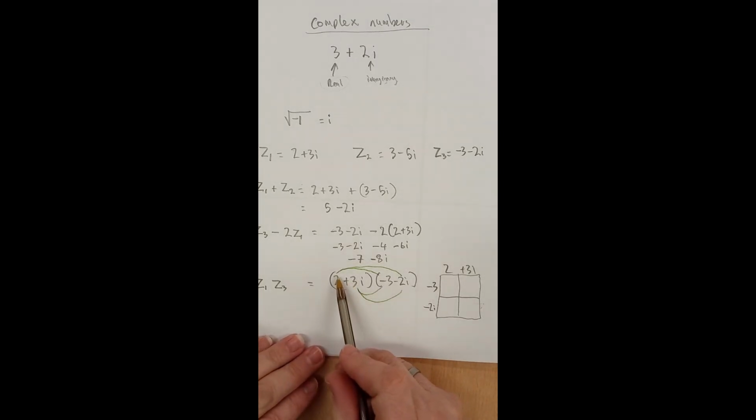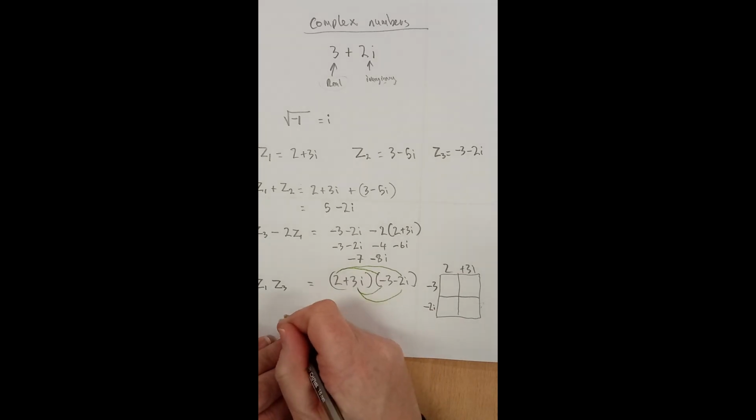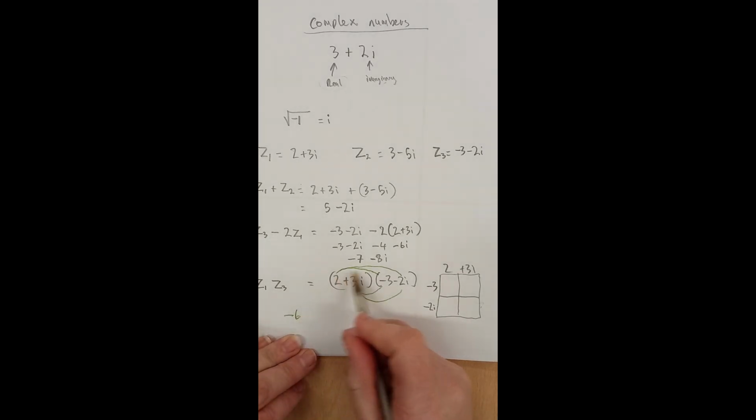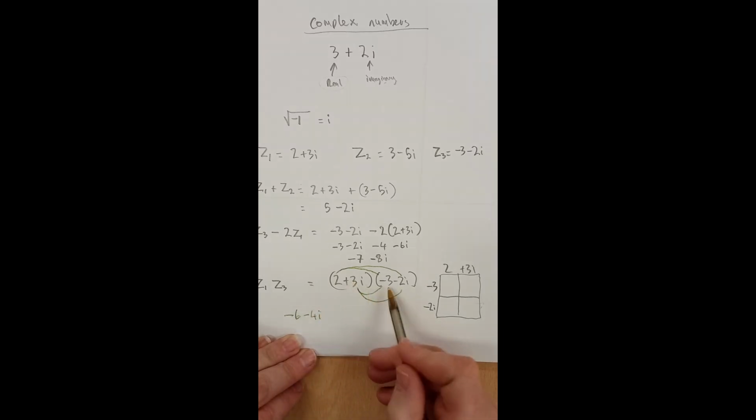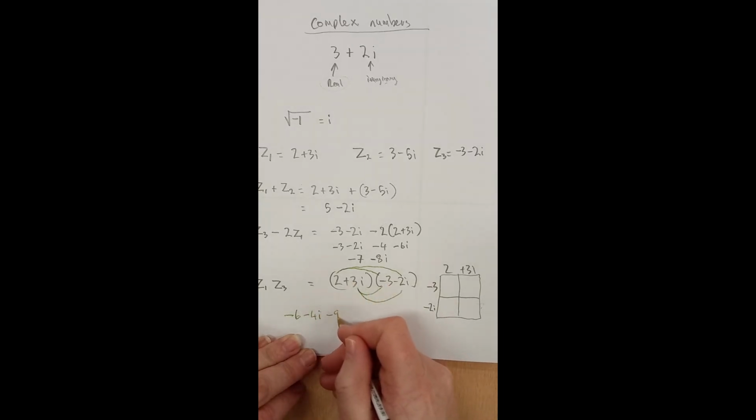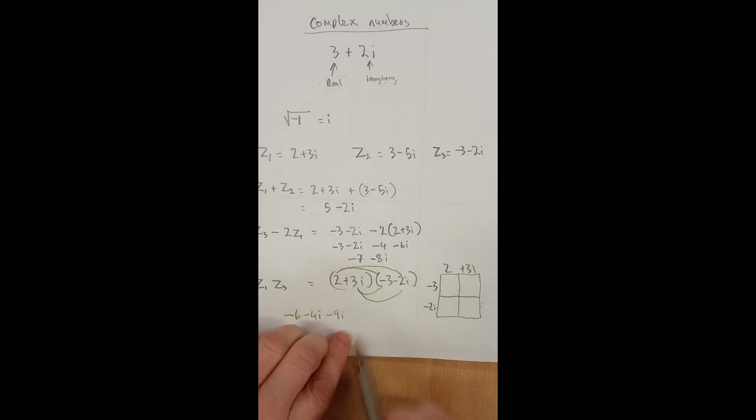So in this method, 2 times -3 is -6. 2 times -2i is -4i. 3i times -3 is -9i. And now here it comes.